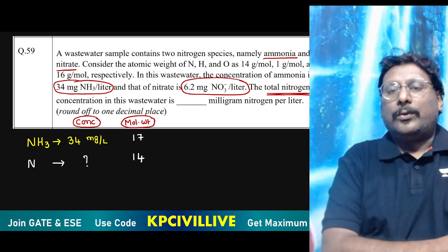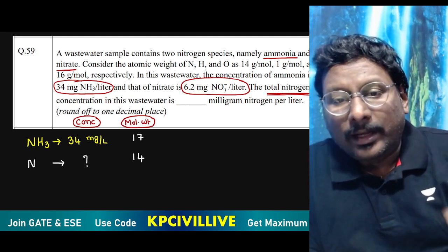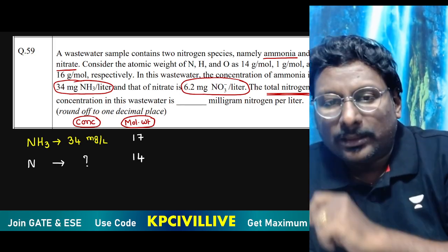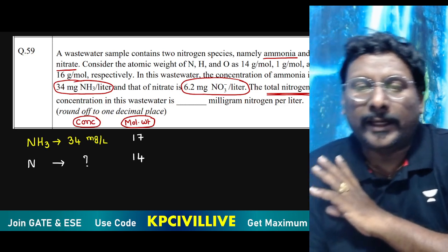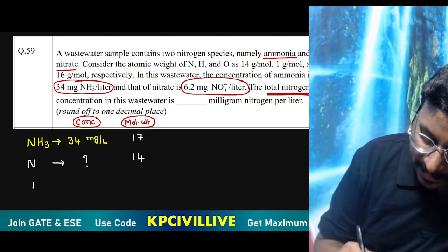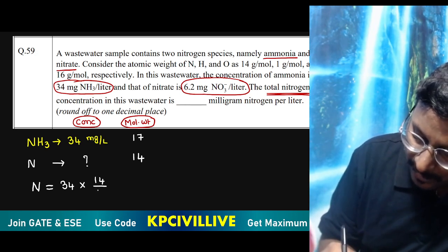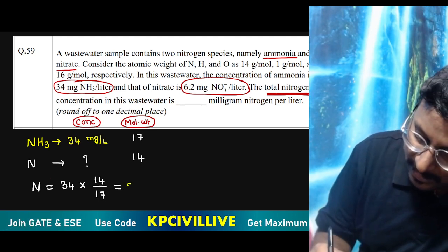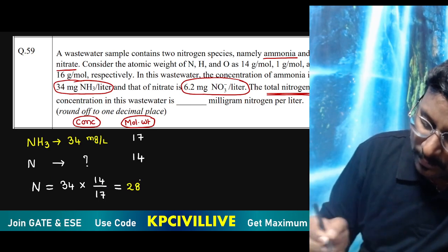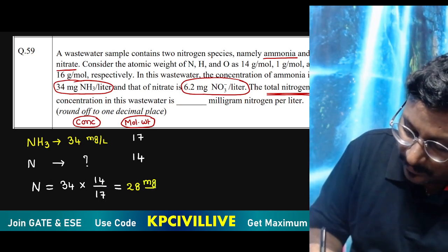Nitrogen molecular weight is 14. Just unitary method. One NH3 contains one nitrogen whose molecular weight is 14. So ammonia is 34. What is nitrogen? 34 into 14 by 17. So nitrogen in ammonia is 28.